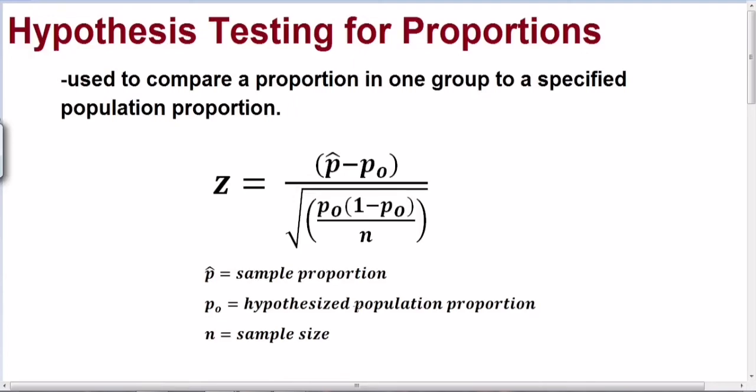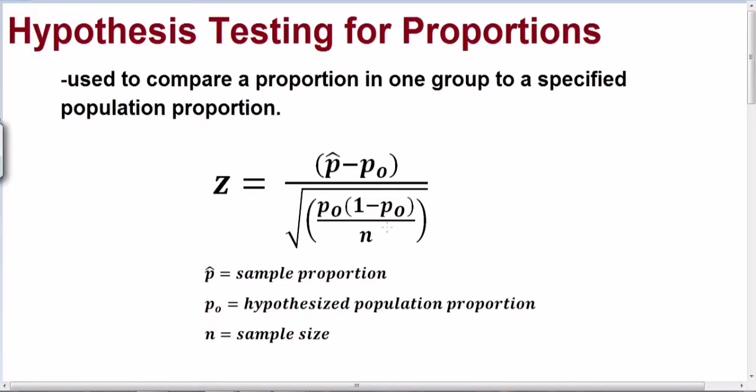Hi guys, in this video we will be discussing hypothesis testing for proportions. So last time, ang diniscuss natin is yung one sample z-test and one sample t-test. So today, i-discuss naman natin kung paano tayo nag-hypothesis testing when it comes to comparing a proportion. So hypothesis testing for proportions is being used to compare a proportion in one group to a specified population proportion.